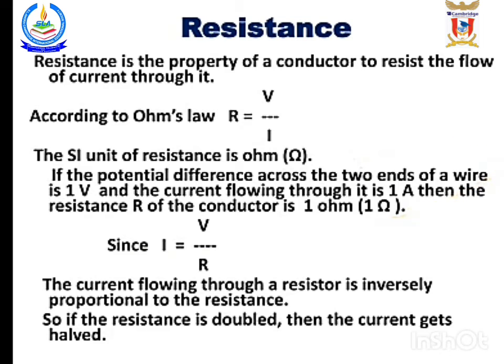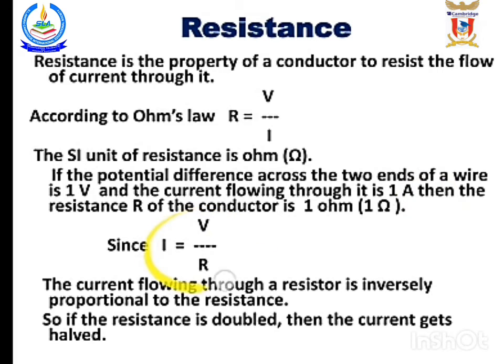So how can we define 1 ohm? If the potential difference is 1 volt and the current is 1 ampere, then 1 by 1 is equal to 1, which is known as 1 ohm. It means if the potential difference across the two ends of a wire is 1 volt and the current flowing through it is 1 ampere, then the resistance of the conductor is 1 ohm.